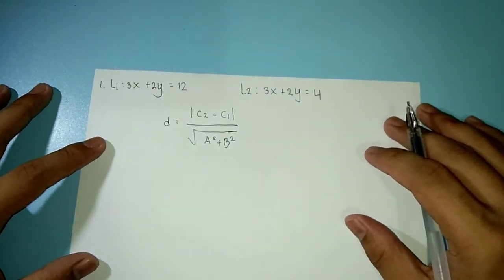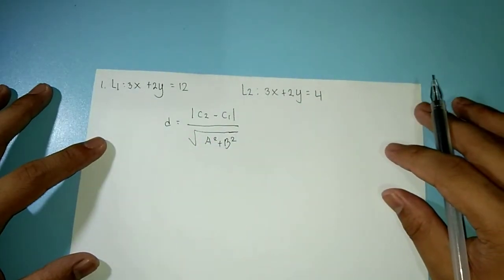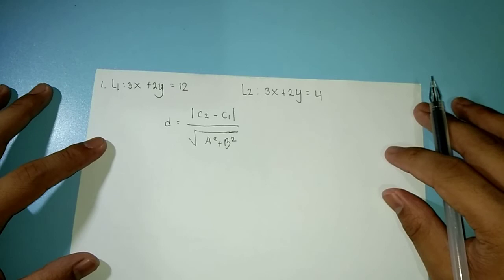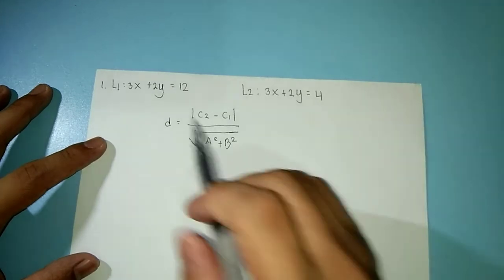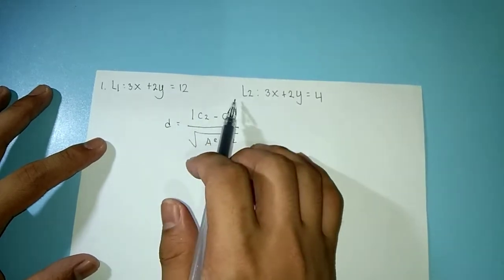Okay? So by the way, bago natin gamitin yung formula na to, distance between two parallel lines, dapat i-check nyo muna kung yung dalawang lines na yan ay parallel. So paano natin malalaman yun? Tignan natin yung numerical coefficient ng x tsaka ng y. Dapat pareho sila. So pareho silang 3 tsaka pareho silang 2. So parallel lines to. Okay?